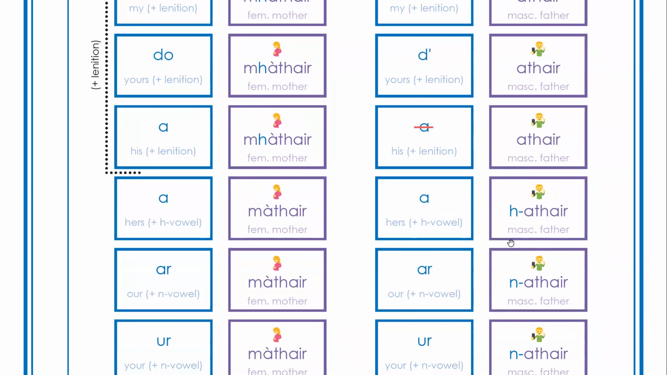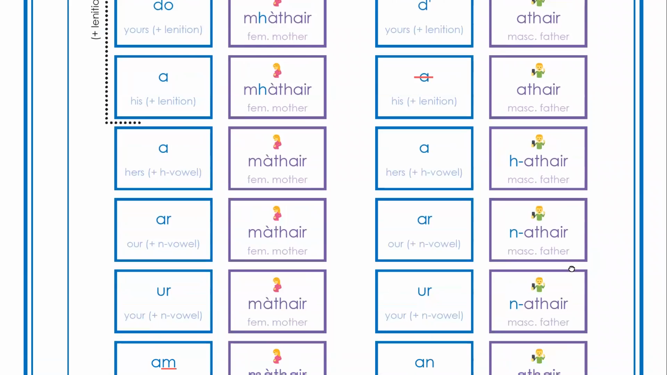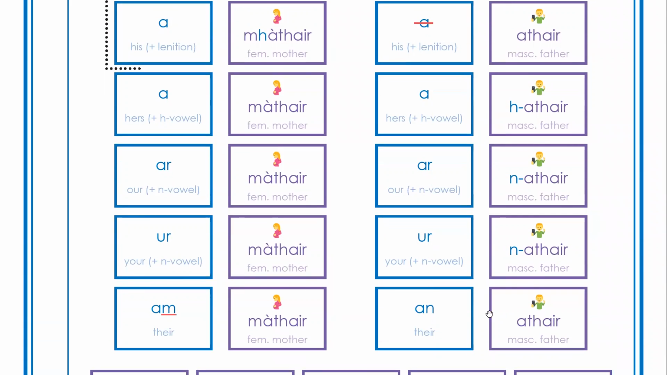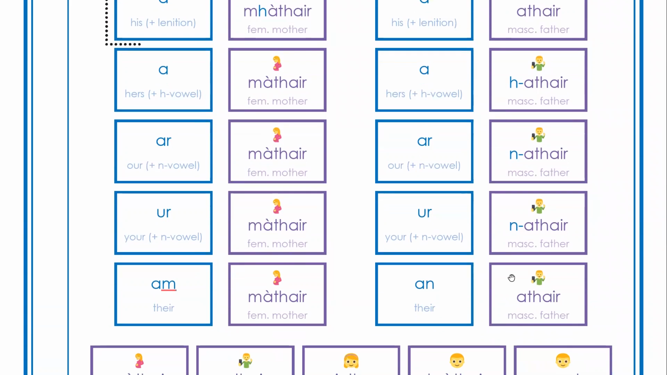A h-athair, ar n-athair, ur n-athair, an athair. How would we know that this isn't the father? Well, again, father is masculine. It starts with a vowel. So if it was the father, what would it be? An t-athair, with a T, like an t-uisge.